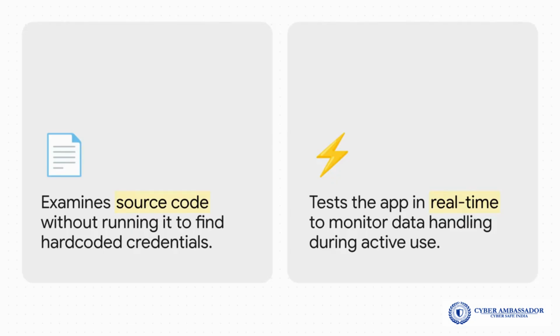To get that 360-degree view, testers use a brilliant 1-2 punch. First up is static analysis, or SAST. This is where we examine the app's source code at rest, hunting for things like hard-coded credentials or lazy coding patterns without even running the app. On the flip side is dynamic analysis, or DAST. This is where we test the app in real time, actively running it to monitor data handling, user sessions, and live network traffic. You absolutely need both the static and the dynamic to see the whole picture.